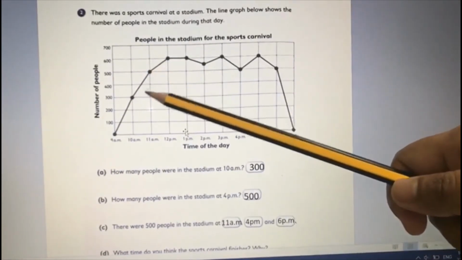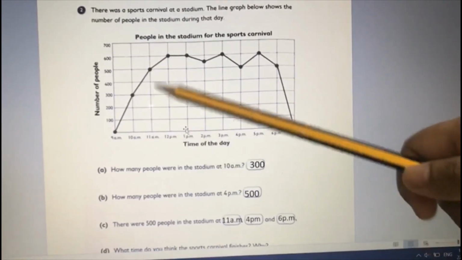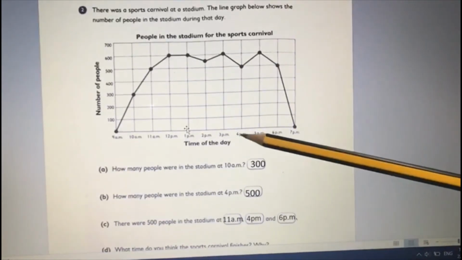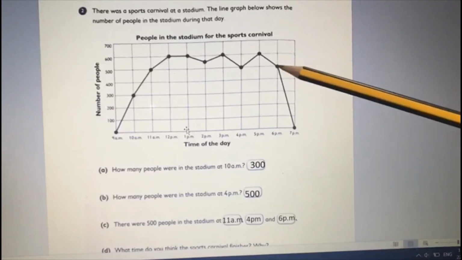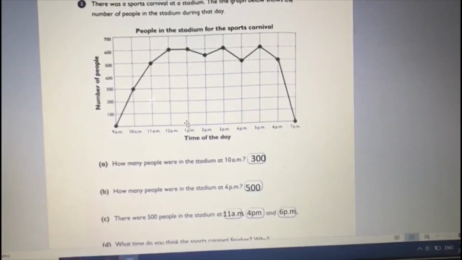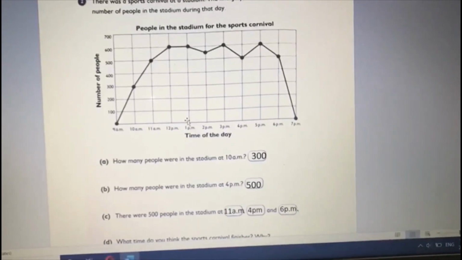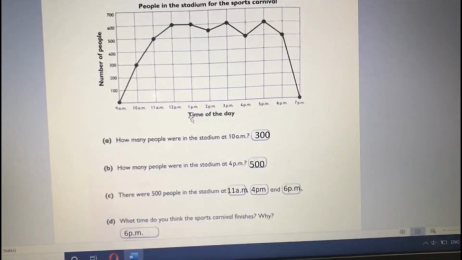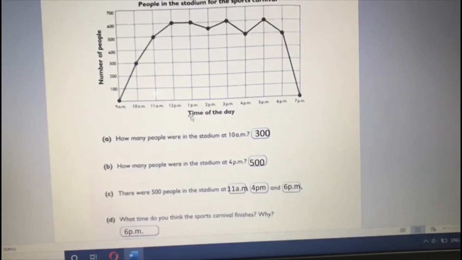It is here. That means what time? It is 11 a.m. Now again go straight, see the dot here, go down, 4 p.m. Then after that go straight, see the dot, it is 6 p.m. So the answers are 11 a.m., 4 p.m. and 6 p.m.